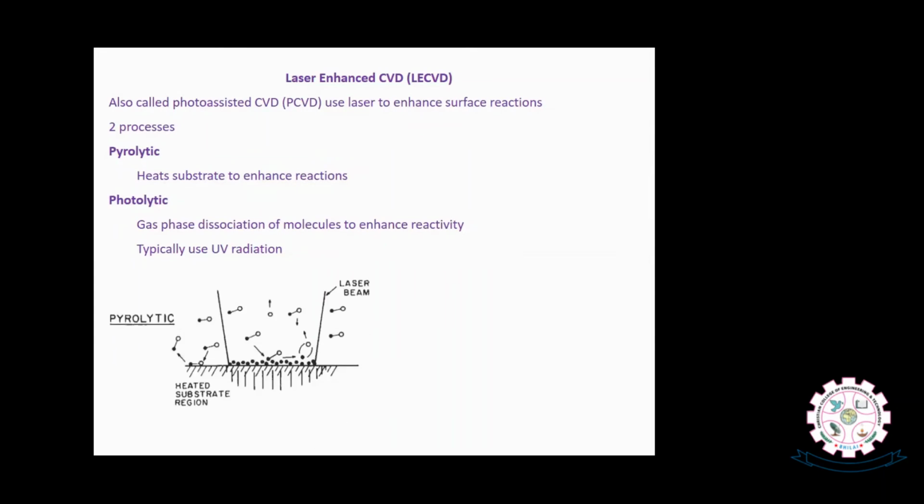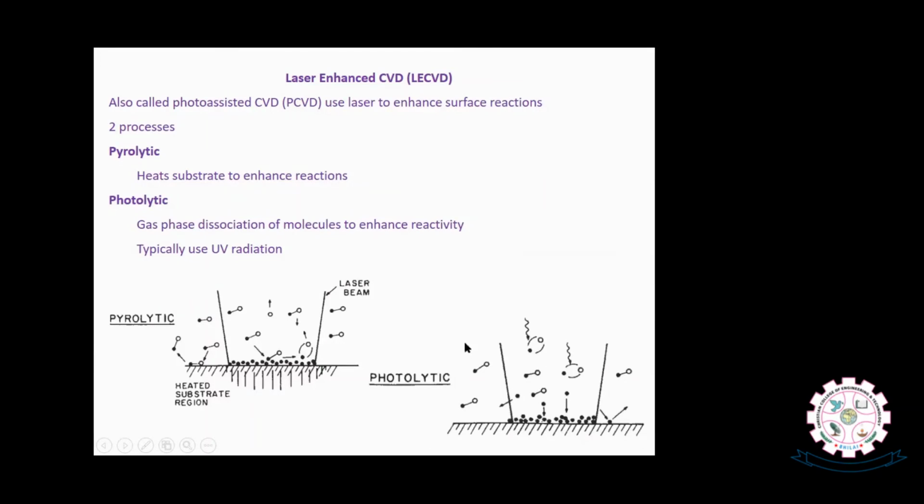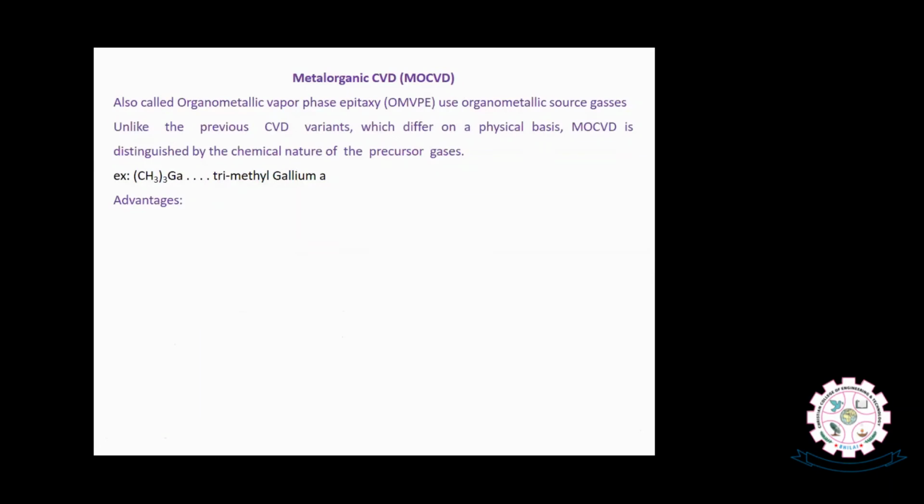You can use UV radiation as well. In the case of pyrolytic, you are heating the substrate and breaking the bonds. In the case of photolytic, you are using the laser or light to break the bonds between them. So you can use low pressure CVD, high pressure CVD, atmospheric pressure CVD, plasma enhanced CVD, or photo-assisted CVD to make the film.